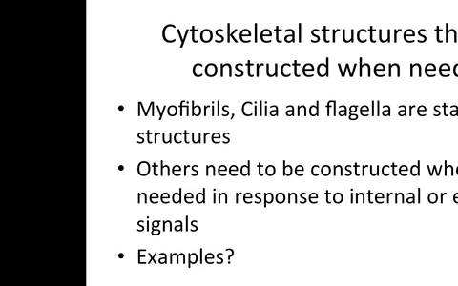But other structures need to be constructed when they are needed, in response to internal or external signals. What kind of structures need to be constructed when they are needed? The mitotic spindle. That's the one that should jump right to your brain. What else? Actin. The lamellipodia and filopodia associated with movement are made from actin, but only when needed, because the cell usually moves in response to a signal.